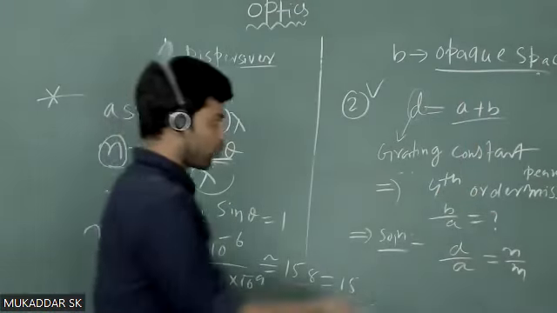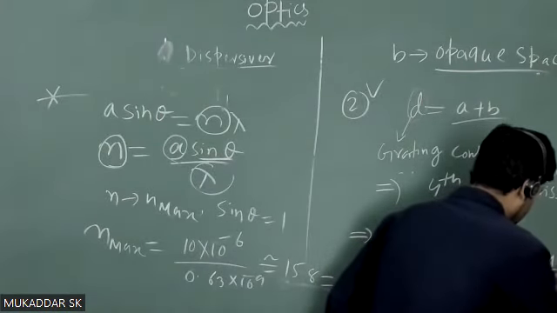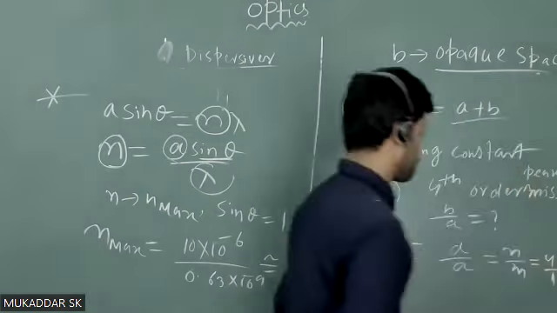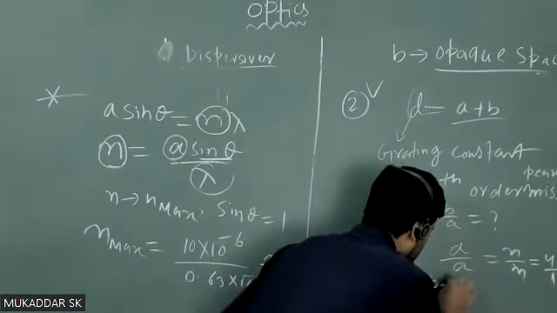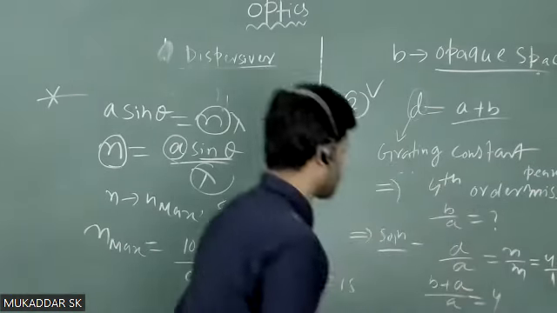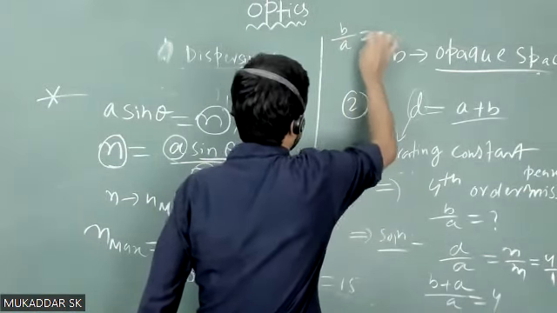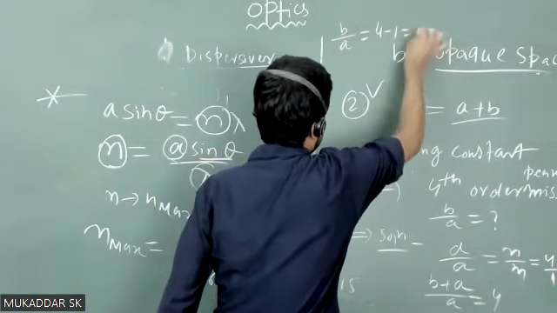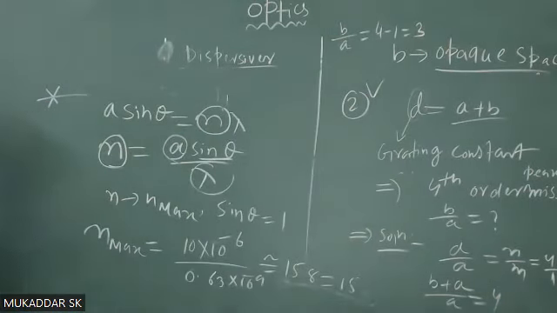So they told you that the fourth order is missing, so in place of n I'll use 4, and m will be how much? That will be 1. And d is given as b plus a, divided by a, that should be equal to 4. So if you calculate it, you'll get b by a equals 4 minus 1, that will be 3.